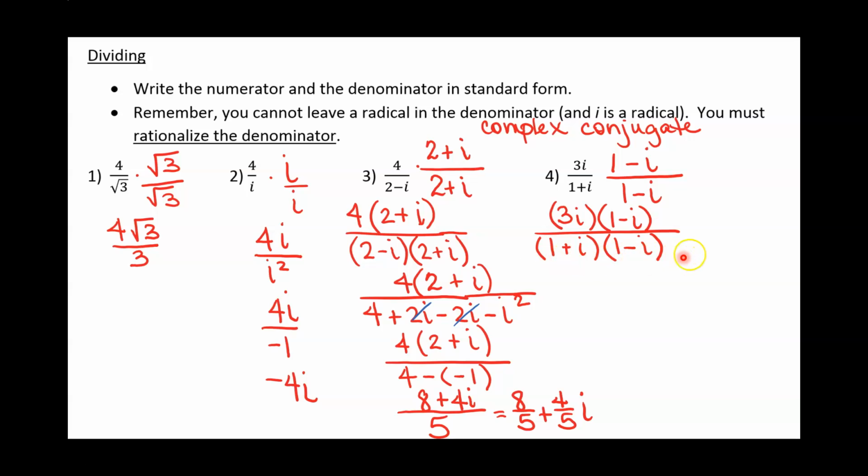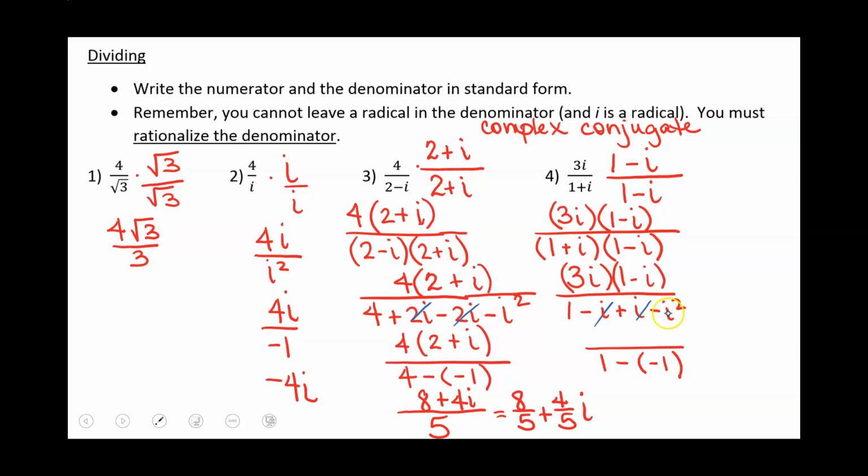So let's work on foiling the denominator. So 1 times 1 would be 1. 1 times negative i is negative i. i times 1 is positive i. And i times negative i is negative i squared. So the positive i and negative i drop out, and remember that i squared is a negative 1. So 1 minus a negative 1 is going to give me 2 in the denominator.